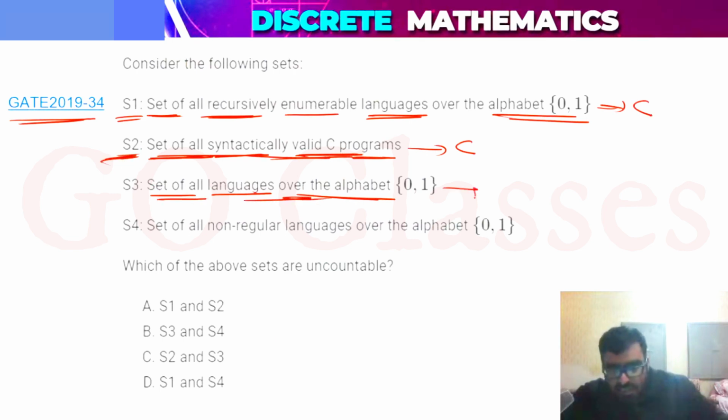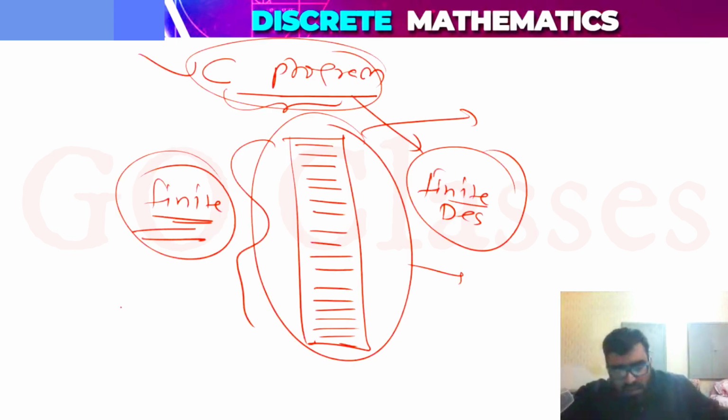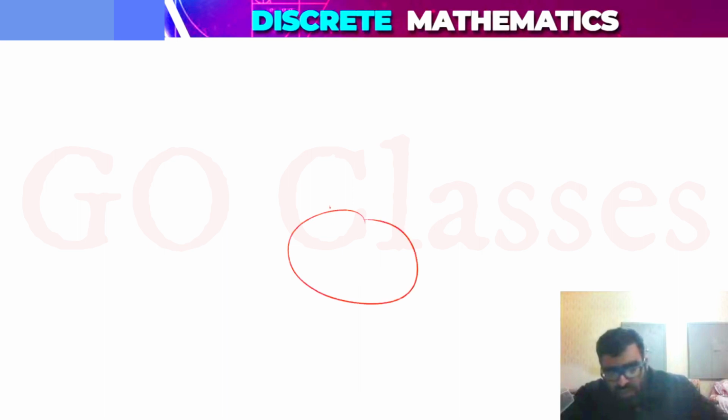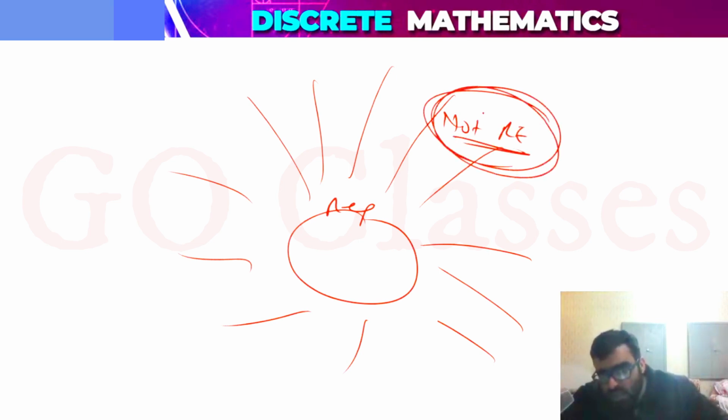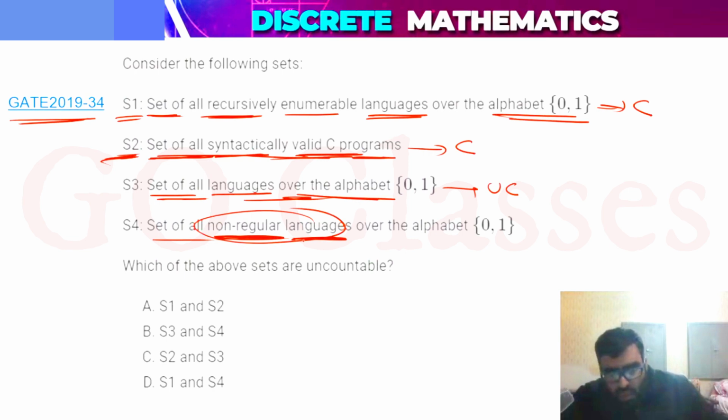Set of all languages, this is uncountable. Set of all non-regular languages. Remember one thing: when he is saying set of all non-regular languages, then in this set all non-regular languages are also there. If this is your set of regular languages, then the set of all non-regular languages will also have the set of non-regular languages, so every non-regular language will also be there. Hence, because of this set of non-regular languages, you can say that this set of non-regular languages is uncountable. So this is also uncountable.